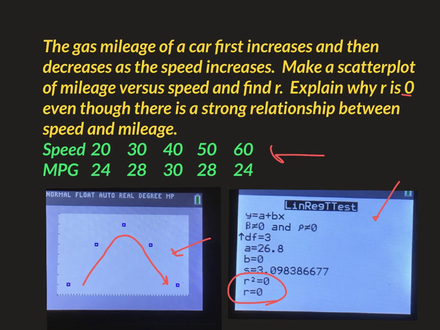So explain why R is 0 even though there's a strong relationship between speed and mileage. The reason why R is 0 even though there is a definite relationship right there is because all R measures is a linear relationship, only a linear relationship, and that's why it's 0 even though there is a relationship there.